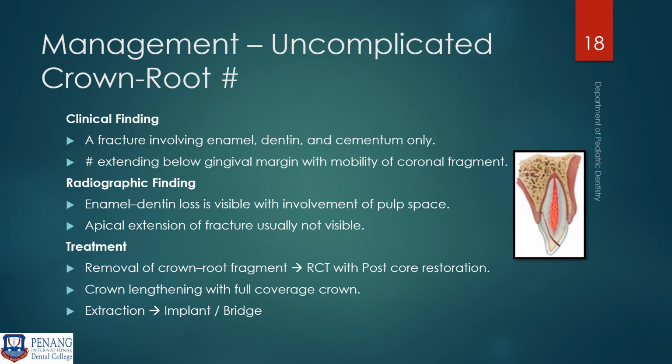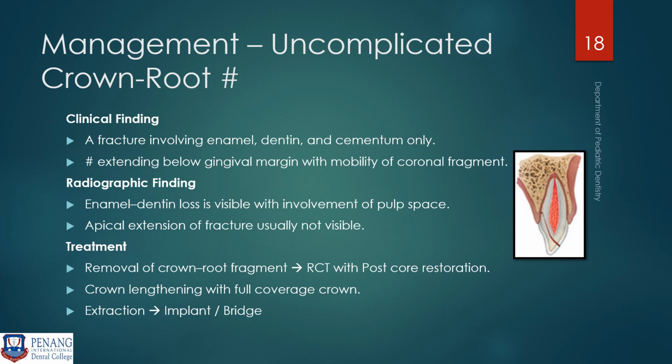Now we talk about crown and root fracture, starting with the uncomplicated crown and root fracture. So we have a fracture which involves enamel, dentine, and the cementum, and it's not involving the pulp space. One of the margins of the fracture will be subgingival. This makes it difficult for us because we cannot achieve good isolation to carry out our composite resin restorations, and it's really a clinical challenge.